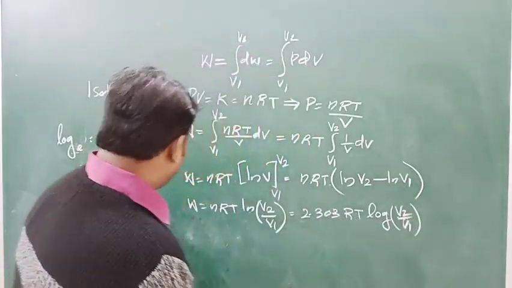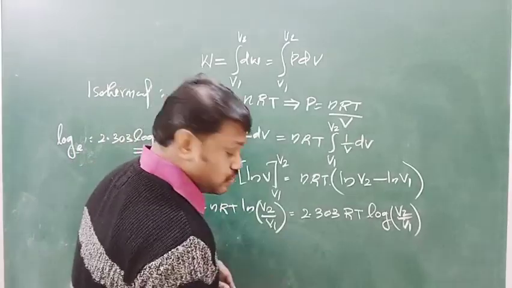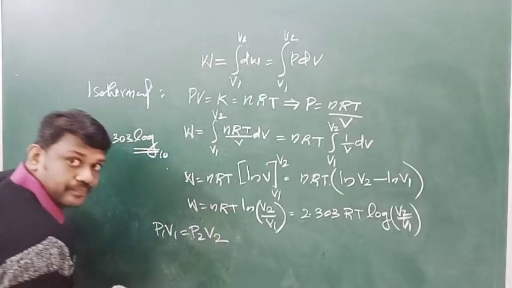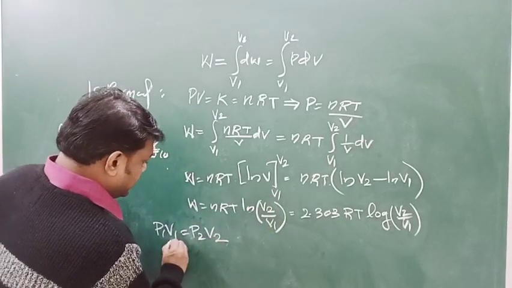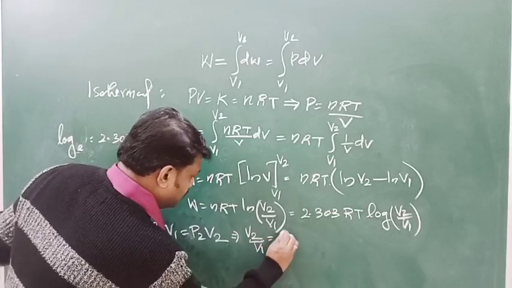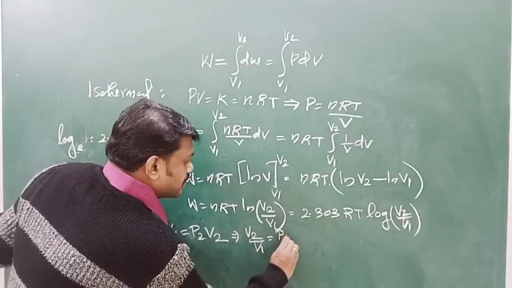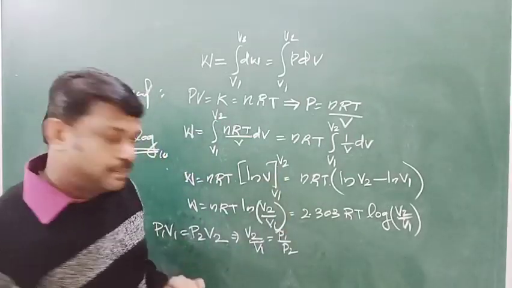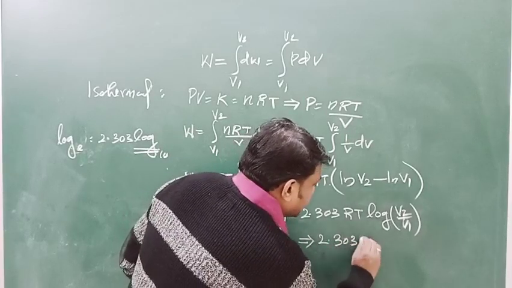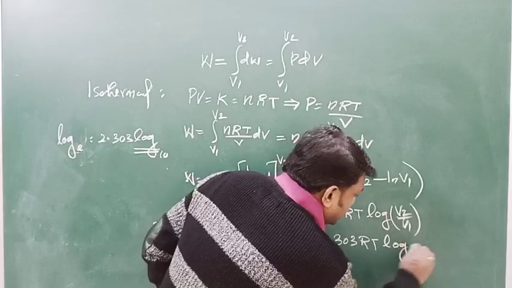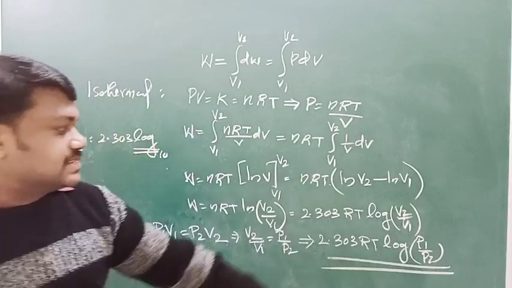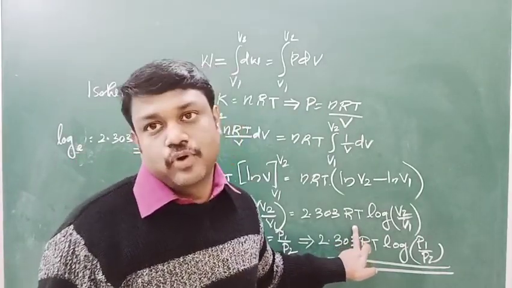So we are having PV equal to a constant. PV equal to constant means P1 V1 is equal to P2 V2. So V2 by V1 is equal to P1 by P2. So this can be replaced by 2.303 nRT log P1 by P2. This is in terms of pressure and the earlier one is in terms of volume.